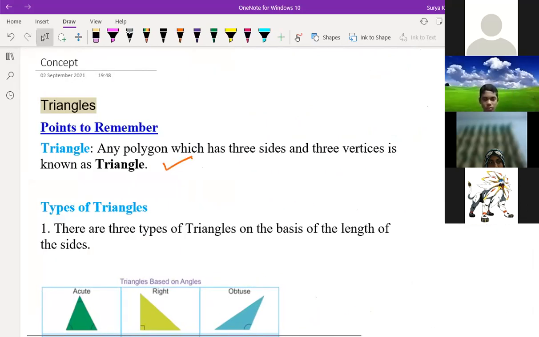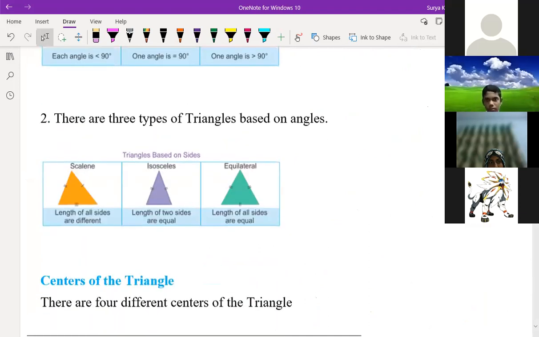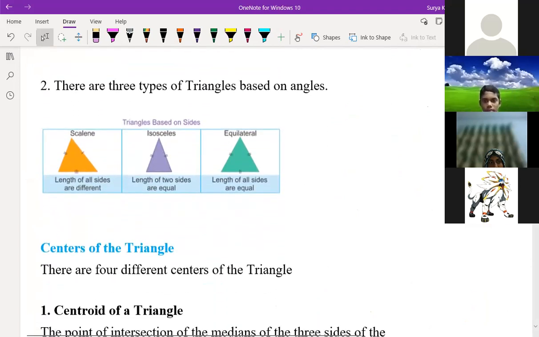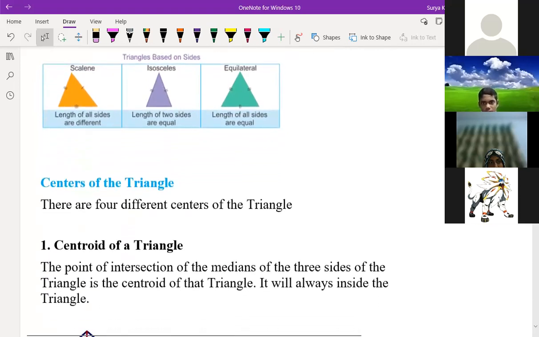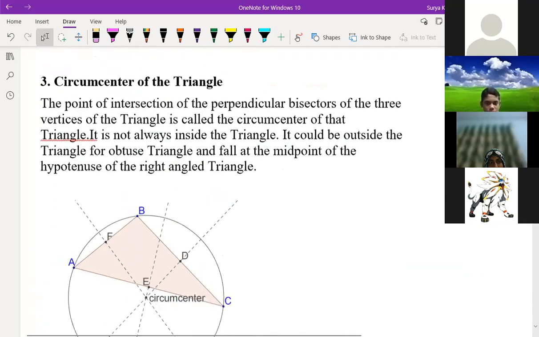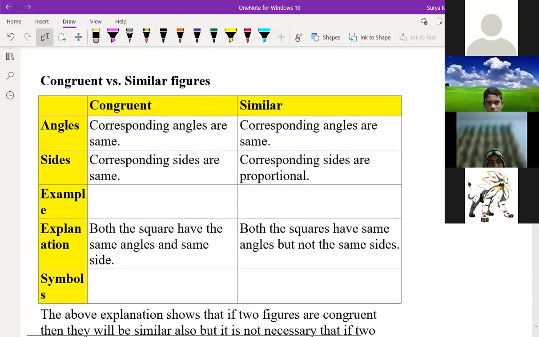Triangle. What is a triangle? Everyone knows. Any polygon which has 3 sides and 3 vertices is known as a triangle. Types of triangles are acute, right, obtuse. There are 3 types of triangles based on the sides also: scalene, isosceles, equilateral. You know all these things. Centroid, you leave now. Incenter, circumcenter, orthocenter. Now see the difference between congruent and similar figures.